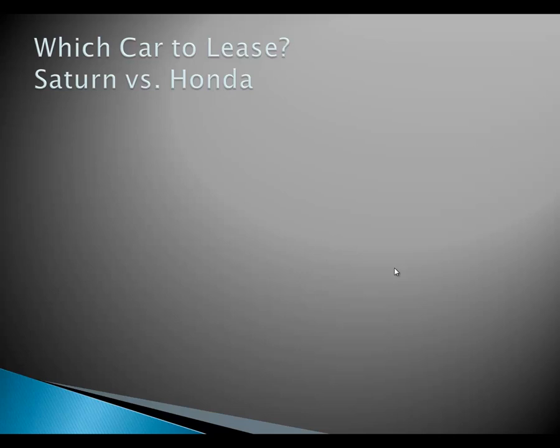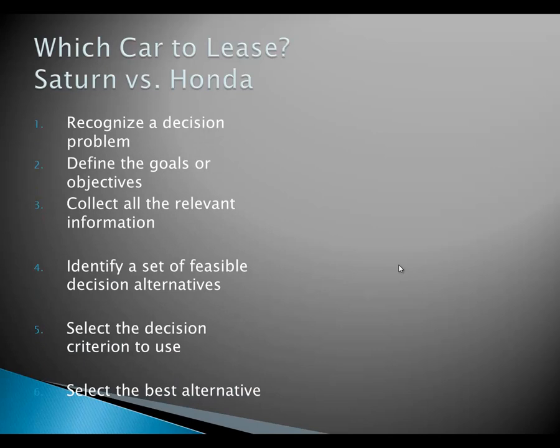The same thing can be done on a personal level, which could be, as a simple example, the lease of a car, leasing a car, and you have two choices, Saturn and Honda. So in this case, we have leasing a new car. The alternatives were minimized to just two different cars, the Saturn and Honda.